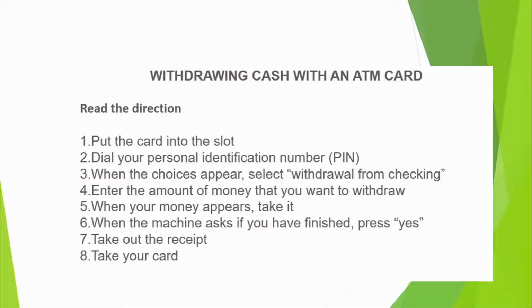Next, enter the amount of money that you want to withdraw. You can enter it, or you can also press a button for a particular amount of money that you want to withdraw. Step number 5: when your money appears, take it. The money will appear at the bottom of the ATM, so you just pull it out.